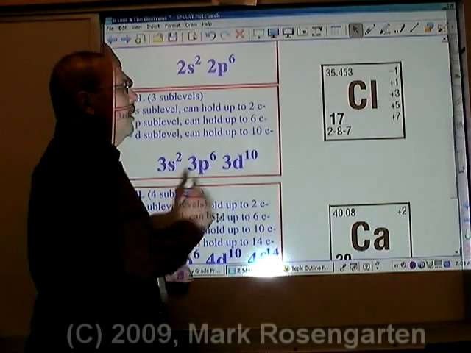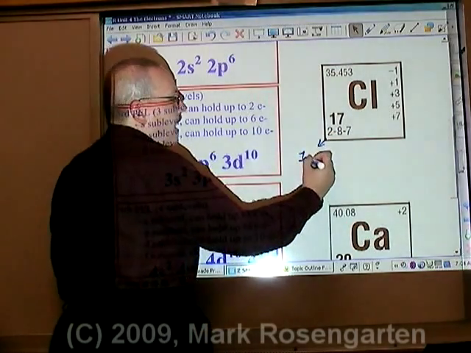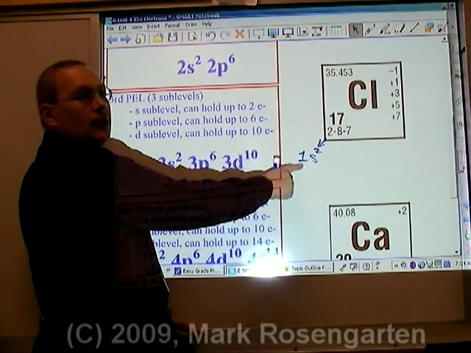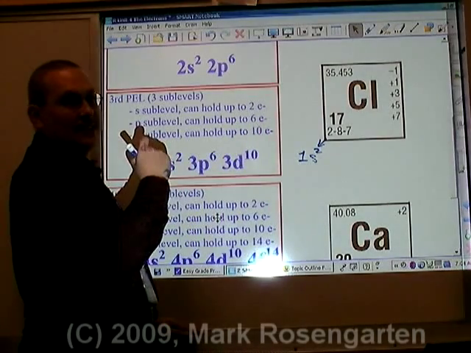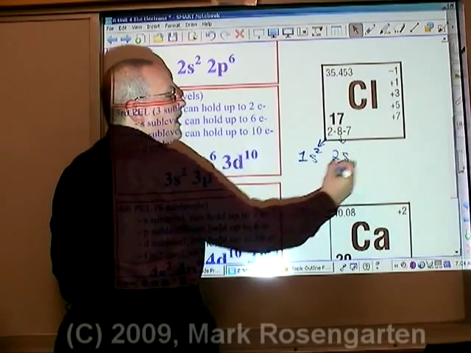For chlorine, we expand it the same way. Here's the first energy level, which is made up of an S sublevel. There are 2 electrons. 1, first energy level, S sublevel, 2, the number of electrons in that sublevel. Here's the second energy level. Always begins with an S.